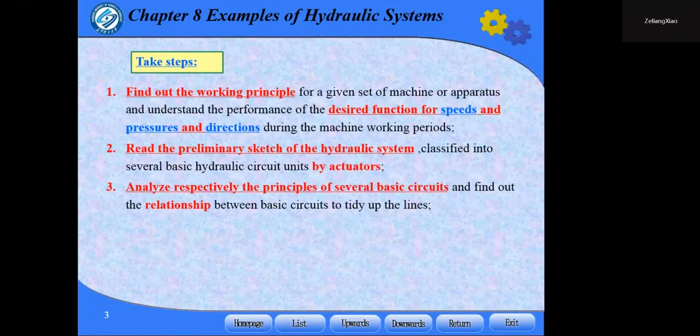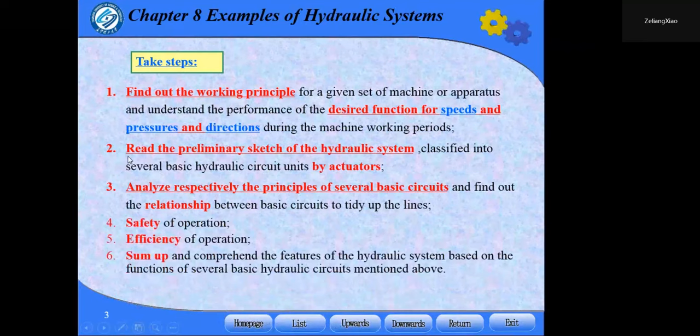When analyzing or designing hydraulic circuits, the following information must be taken into account. First, we should find out the working principle of a given kind of machine or apparatus and understand the required functions for speeds, pressures, and directions during the machine working period. Two, read the preliminary sketch of the hydraulic system and classify it into several basic hydraulic circuit units by actuators. Three, outline the principle of the several basic circuits and find out the relationship between basic circuits.